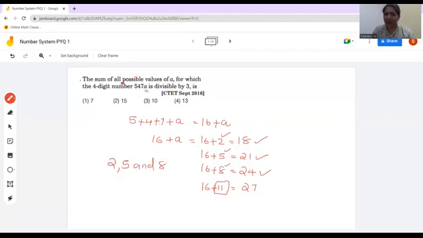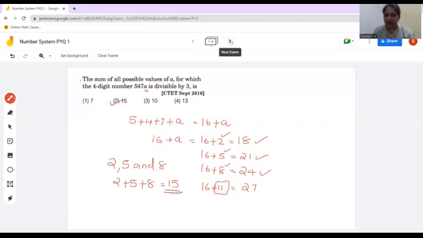But here what is asked? The sum of all possible values. So the possible values are 2, 5 and 8. What is the sum of it? 2 plus 5 plus 8. So we'll be getting the answer as 15. So here option 2 is the correct answer.